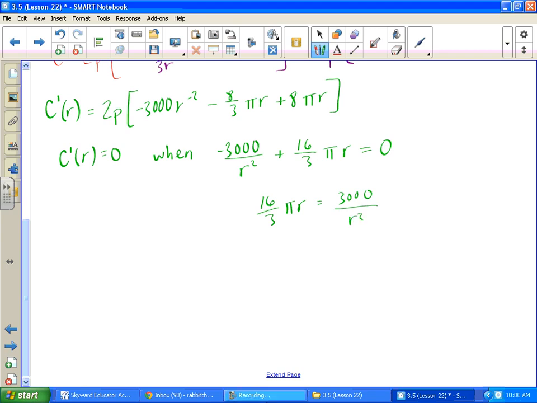And then what am I going to do to solve? Well, I have an r squared here, so how do I get it out of the denominator? Multiply by r squared. So if I multiply by r squared, I have 16/3 pi r cubed equals 3,000, right? And then I would divide by the 16/3 pi. And then what do I do for my last step? Cube root. So go ahead and do that in your calculator. I'll do it in mine. We'll check our answers here. Just be very careful about how you put it in your calculator. That's the easy thing to mess up.